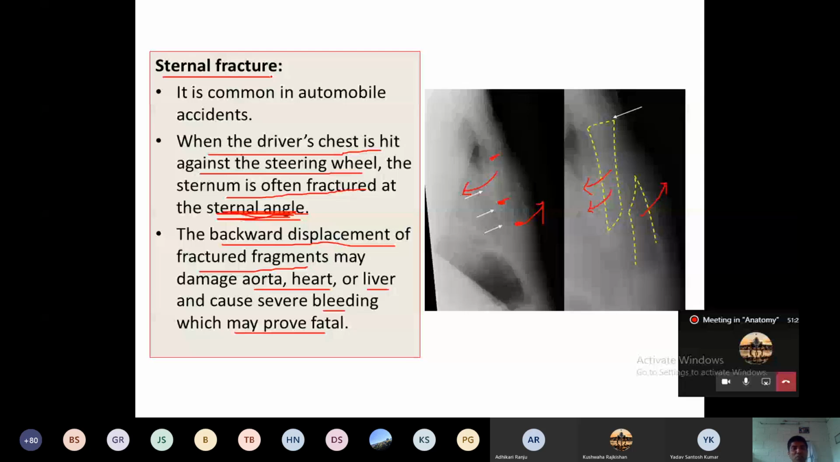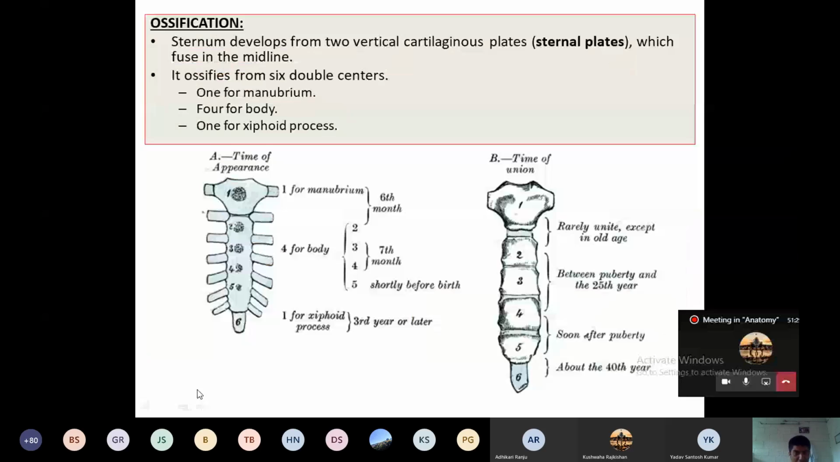So after this, come to the ossification of the sternum. The sternum develops from two vertical cartilaginous plates. Very interesting here. It develops from the two vertical cartilaginous plates. Like this, you have to imagine it first. There is one vertical plate and another vertical plate here, like this.